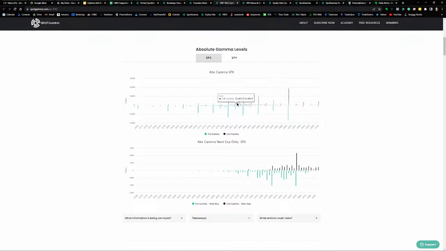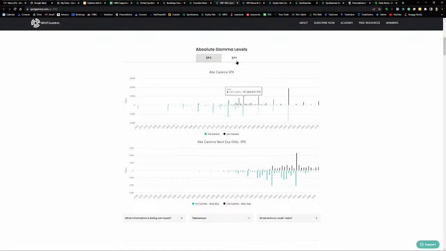And then the call wall is here at the 3,835 level, and that is the short call in the JP Morgan collar that expires on December 30th at the end of the quarter.